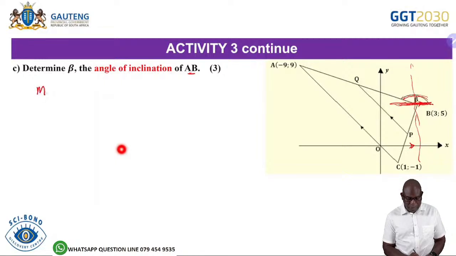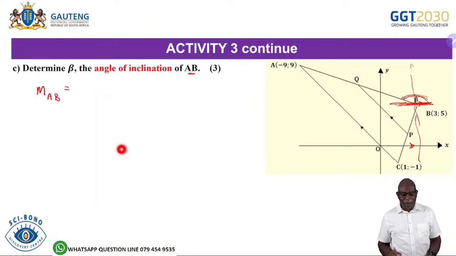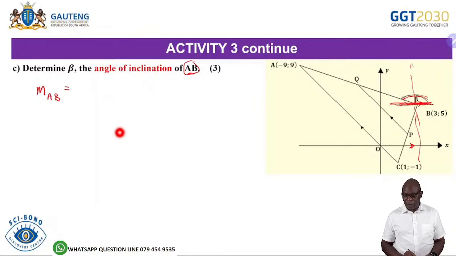So how do I then get it? I'm going to get the gradient of AB. Because they said AB, I just need the gradient of AB. So how am I going to get the gradient of AB? I think I have it somewhere. Do I have it somewhere? Gradient of AB? Yes, I do. Because the gradient of AB, we've already worked it out, is 1 over 3. Then I need the tangent of this angle, beta, which is negative 1 over 3.